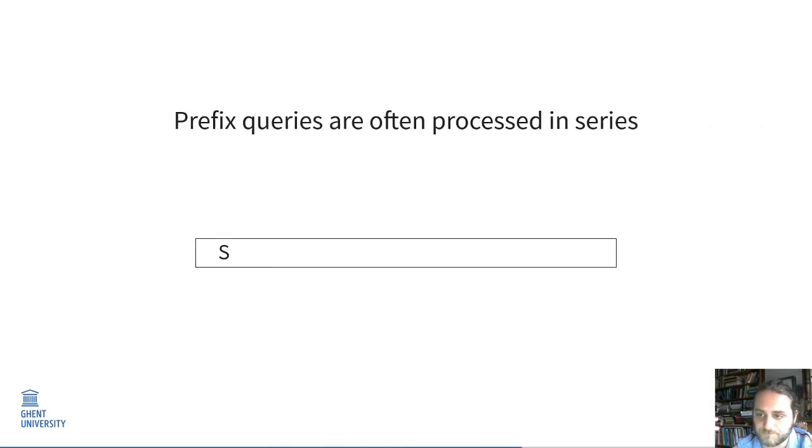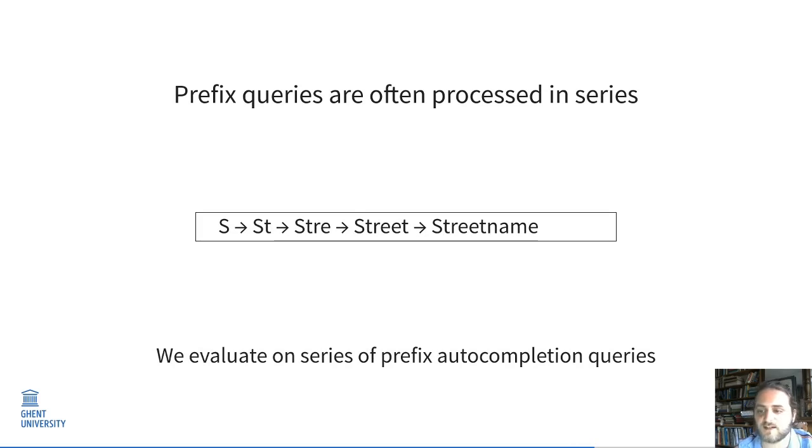Next, prefix queries are often not individual queries. They are often a series of letters that are typed to get to a certain word. For example, if we look for a street name, this will often result in a series of subsequent prefix queries, which are all tied closely together. For this reason, we do this evaluation mainly on series of prefix autocompletion queries instead of just individual queries.